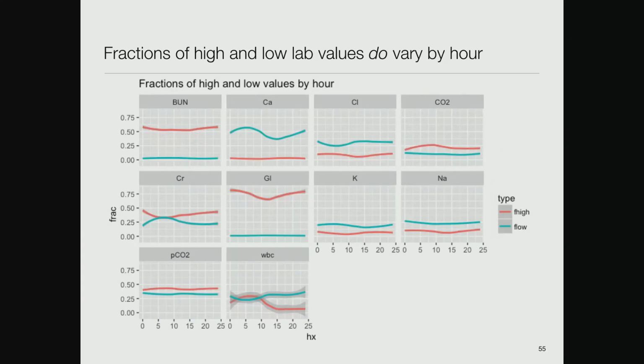And in fact, if you look at the fraction of high and low lab values, they do vary by hour. And in particular, if you look at white blood counts, you see that the fraction of high values goes up at night, and the fraction of low values goes down at night, right? Which is consistent with what they saw as well.